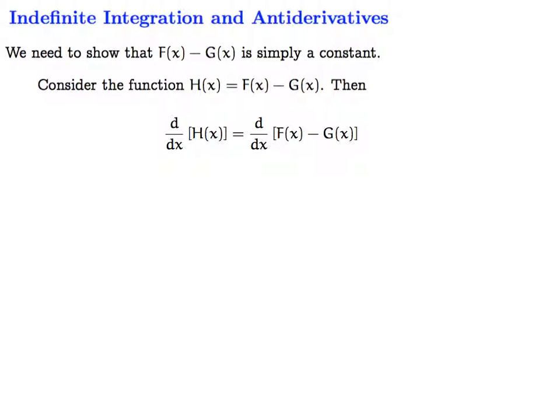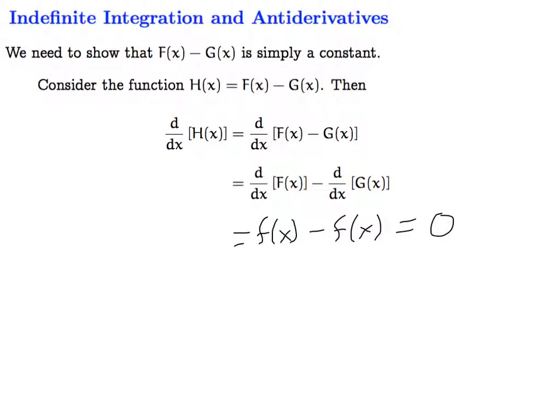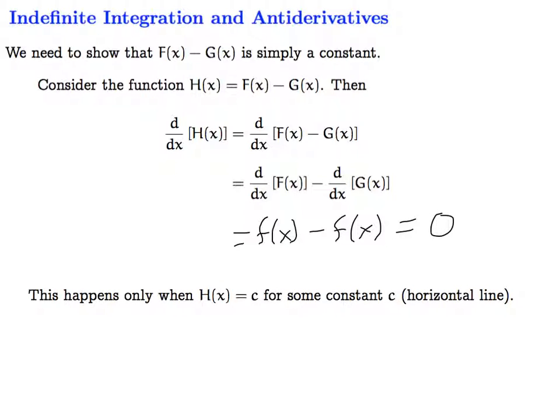And then because there's this nice subtraction in the middle here, we can split up this derivative. Since both of these are antiderivatives of f of x, both of their derivatives are just going to be f of x. And therefore, when we take their difference, we get 0. So the derivative h prime of x is equal to 0, but this can only happen when h of x is a constant. It's just a horizontal line, which means that the difference between these two things really is just a constant.